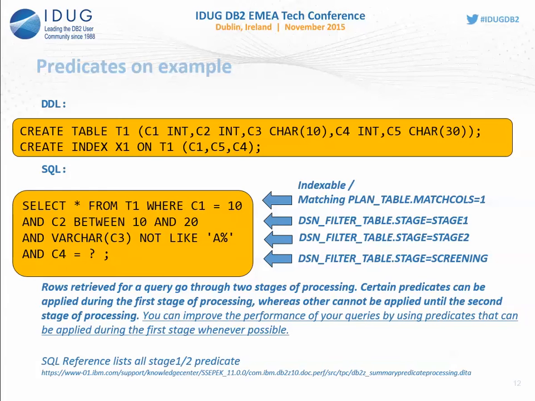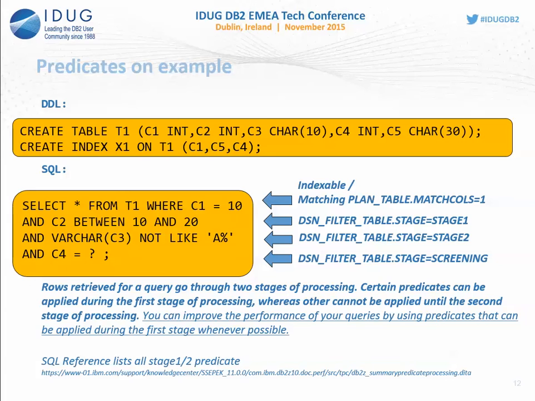This is what you should give to the programmers when you migrate to new versions, because it changes. DB2 makes a lot of effort to transform our predicates to be stage 1. So over the versions, we are adding more stage 1 predicates to the list. I cannot tell you the number, but with every version we change some stage 2 predicates to stage 1.